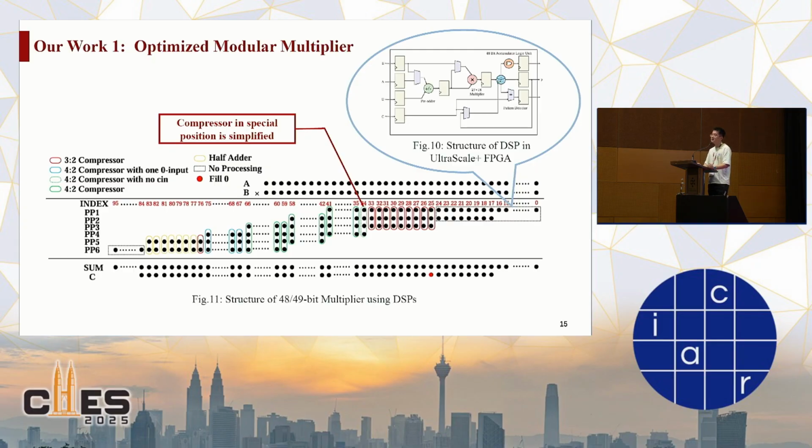To accumulate these partial products, we have designed a compressor tree, and it contains half adders in the yellow box, 3-to-2 compressors in the red box, and 4-to-2 compressors in the green box. We also simplify some compressors in special cases. For example, at the 34th position, the 4-to-2 compressor has no carry bit, so we can simplify the compressor structure to save some resources.